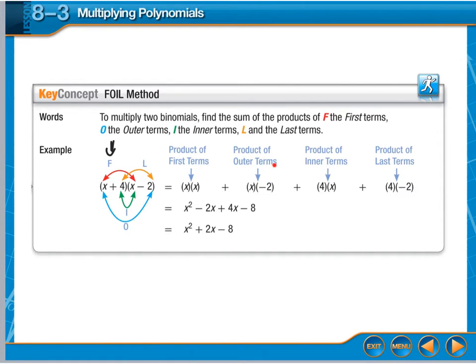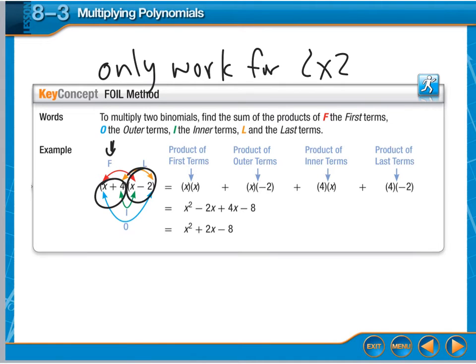And you can see they've worked them all out here. And then they got some like terms, and they put those together. It's the same idea. Okay? The thing about FOIL is it only works for 2 by 2. I got a 2-term and a 2-term, a binomial times a binomial. If I had a binomial times a trinomial, FOIL wouldn't work. So if I took this guy times this, I couldn't use FOIL, but I could use the vertical method, which I showed you a minute ago. Okay? All right, so let's try one here.